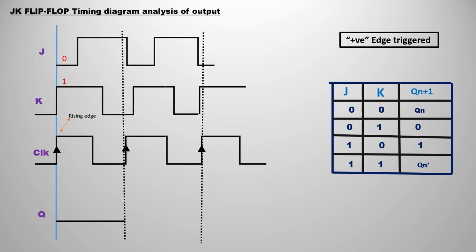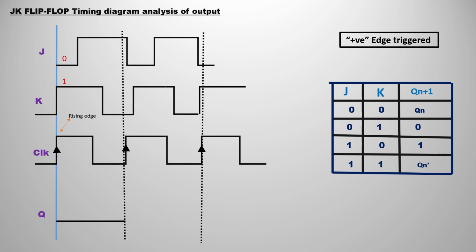I forgot to mention, as we have 3 inputs and 2 outputs, that is q bar, we are going to obtain the output expression q. For that we need to have the truth table of the JK flip-flop. So this is the simple JK flip-flop truth table. First condition is hold, next is reset, next is set, and finally is toggle condition.